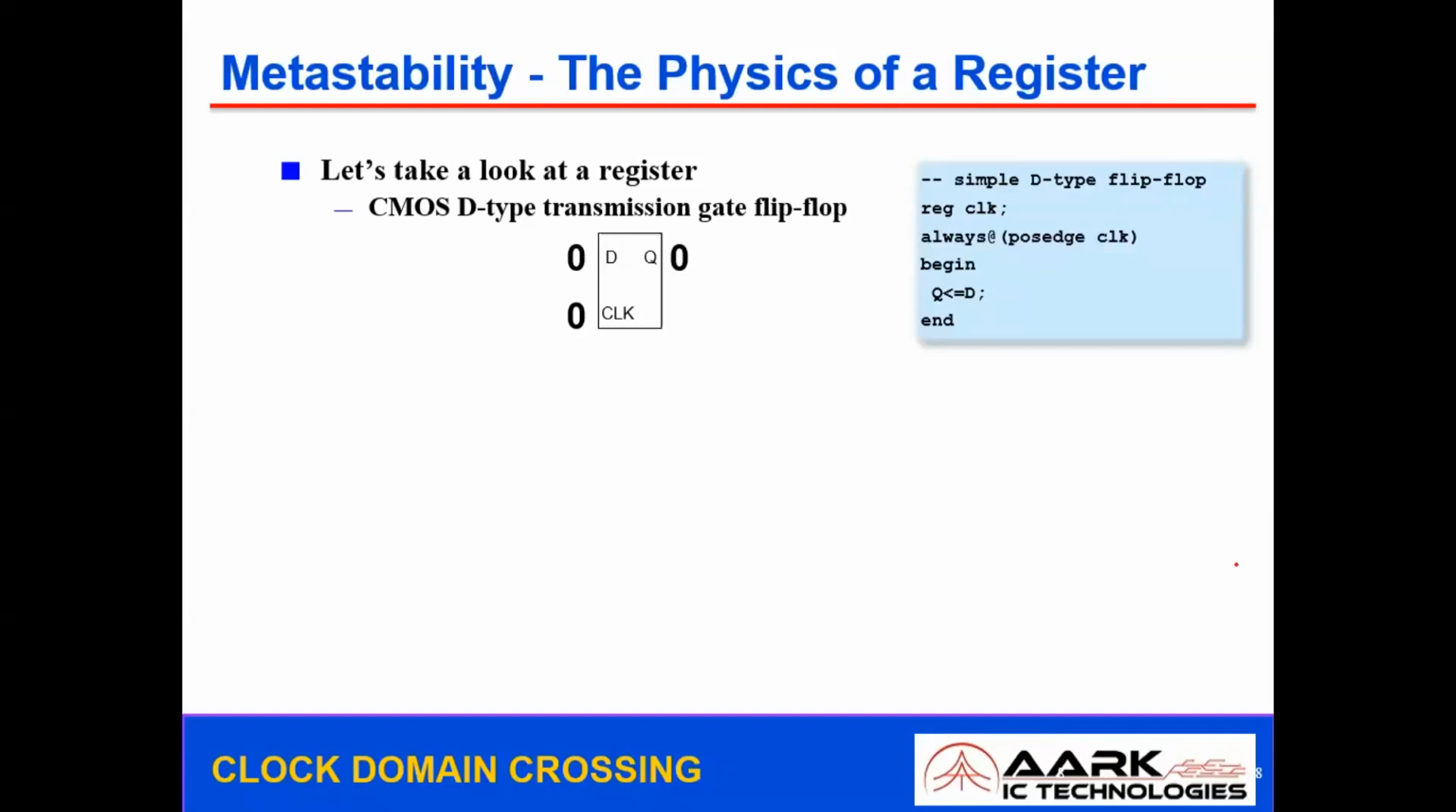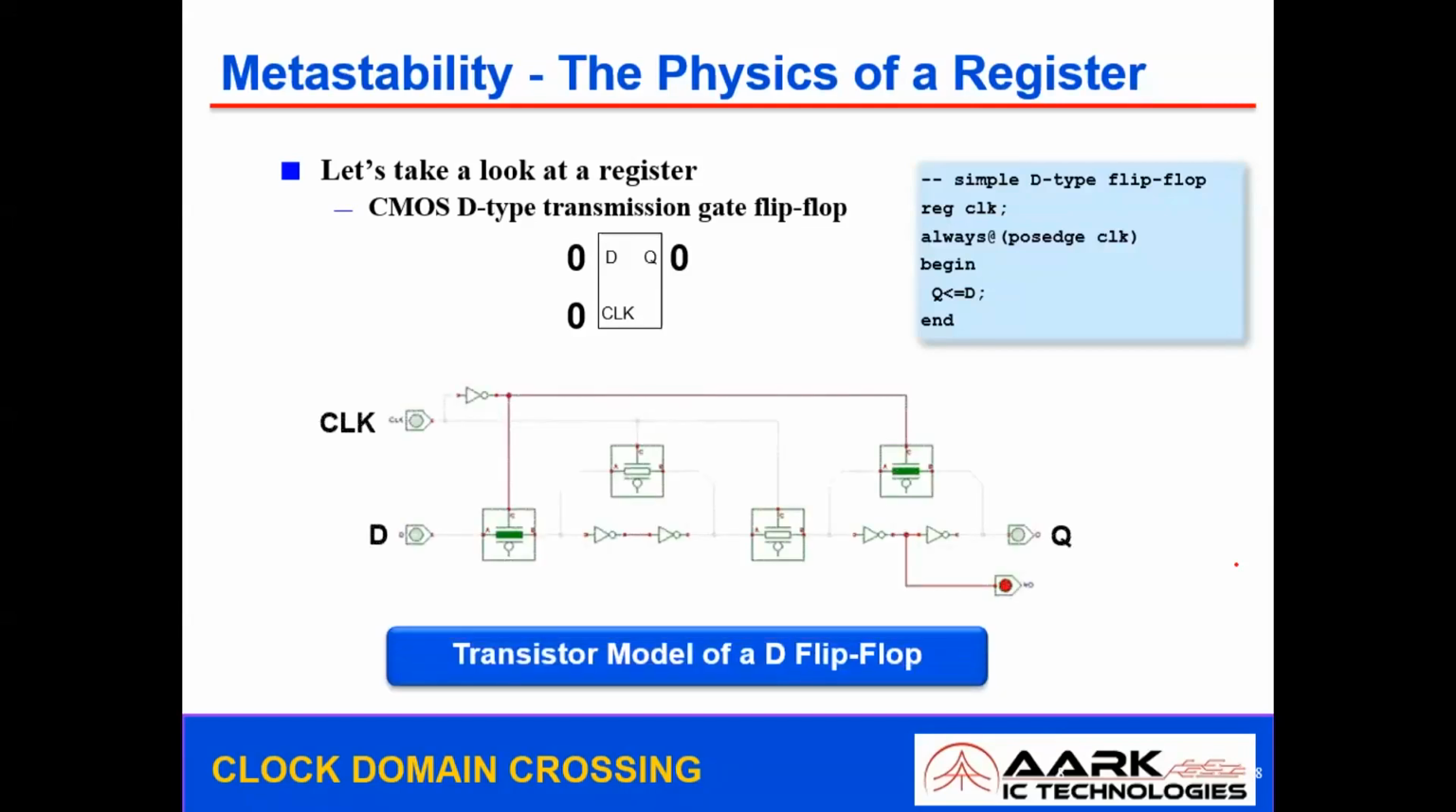So now, whenever you have a passage of the clock, that means when it changes its state from 0 to 1, then this always block will be triggered and the data will be loaded into the register. Now, let us have a quick look at the schematic diagram.